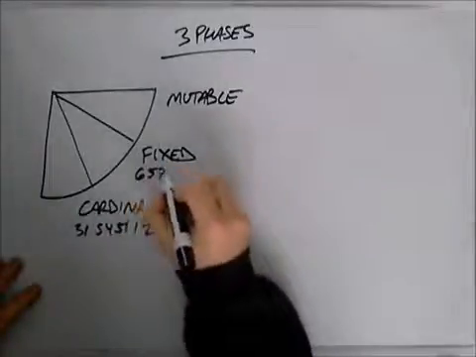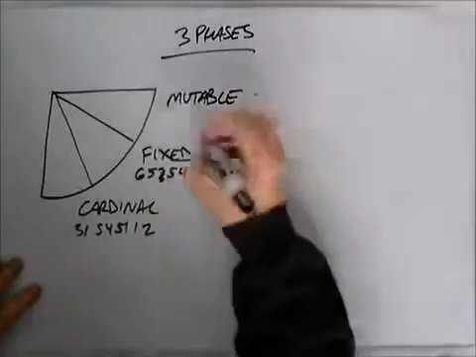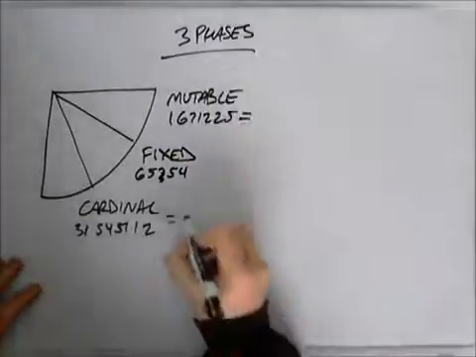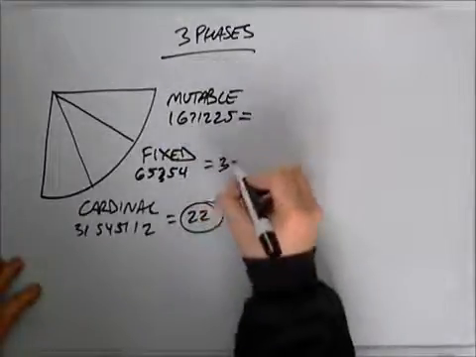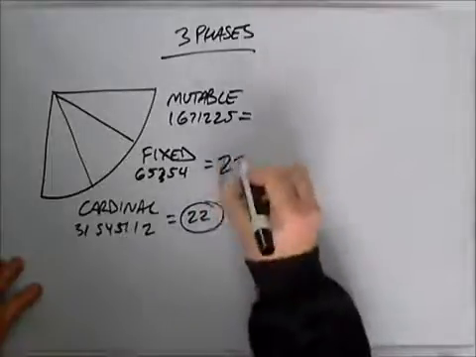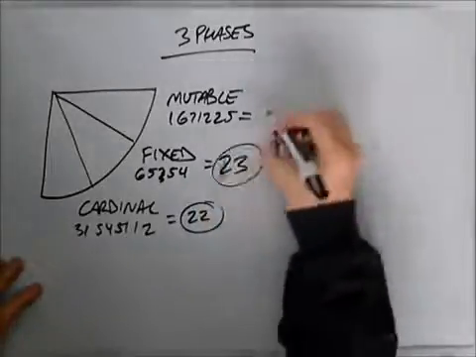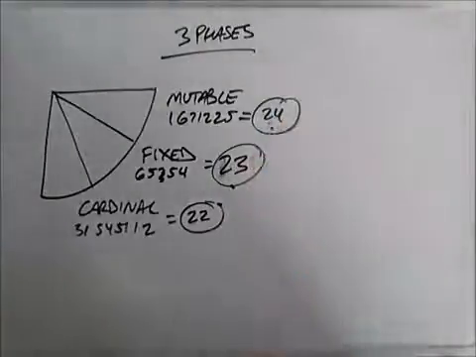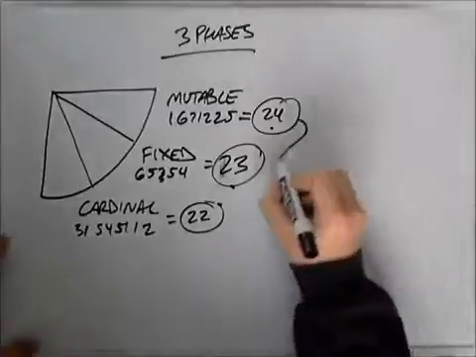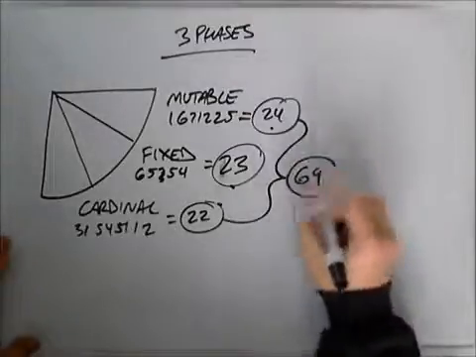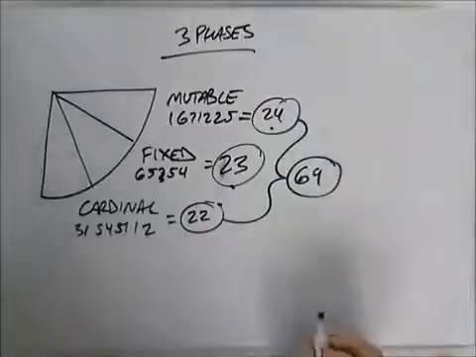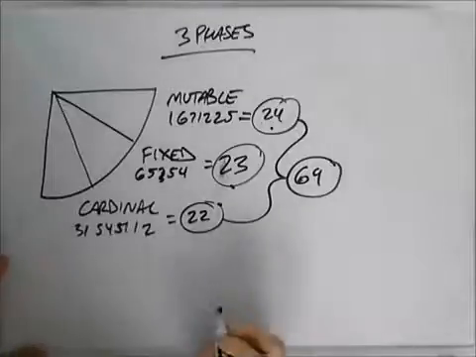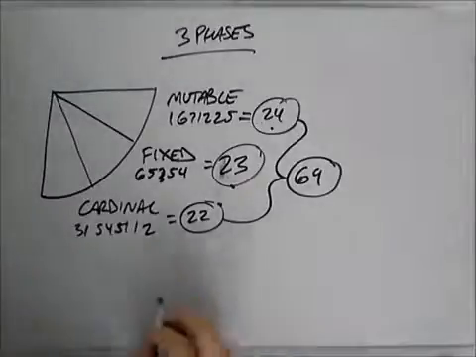So we can do the numerology for all of our phases here. Cardinal equals 22, fixed equals 23, and then mutable equals 24. Right in succession, 22, 23, and 24. Now, why is this important? Because this equals 69. And these three phases actually correlate to the three phases of alchemy.